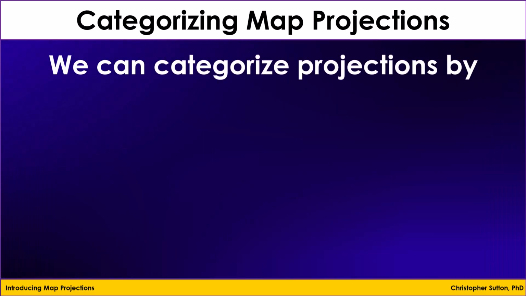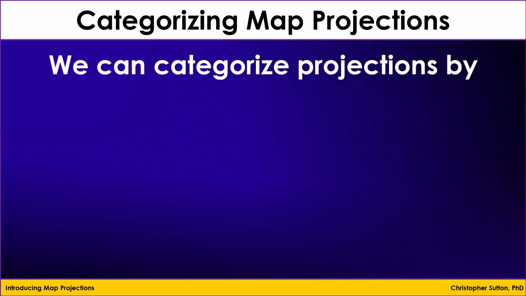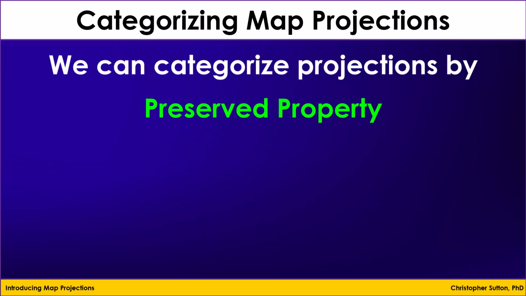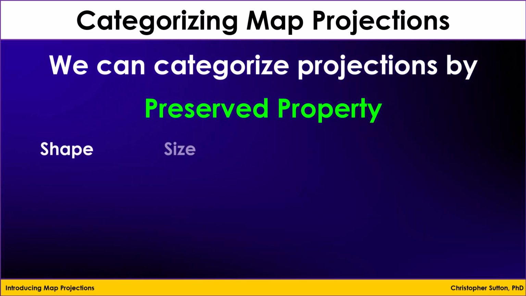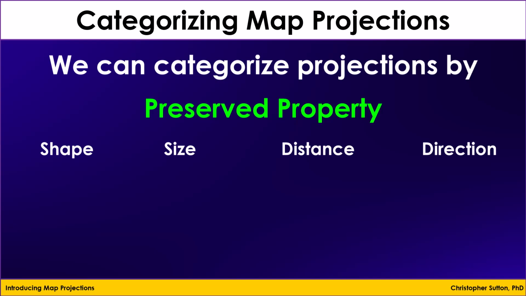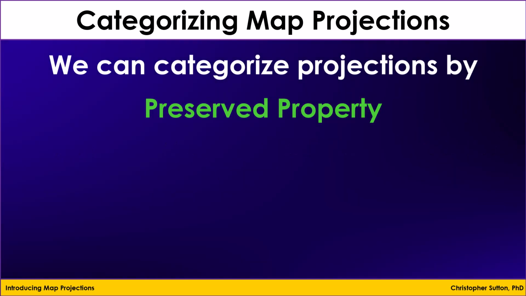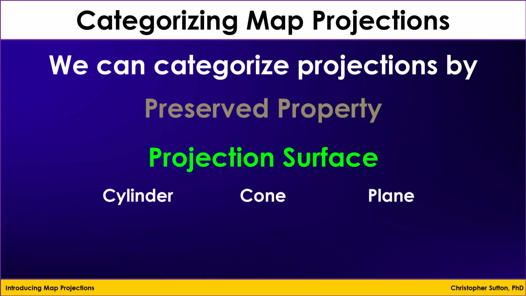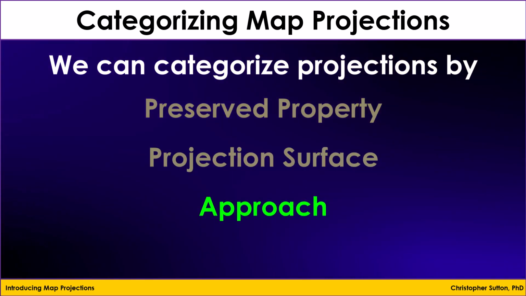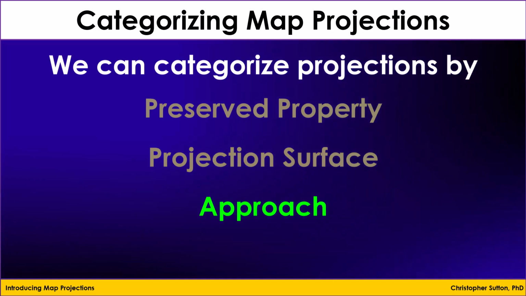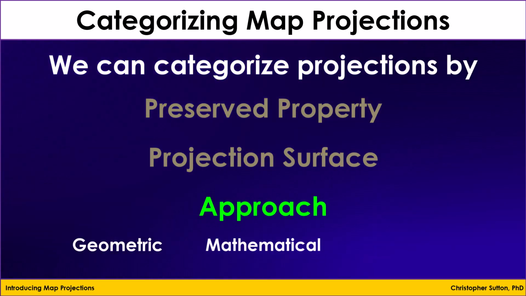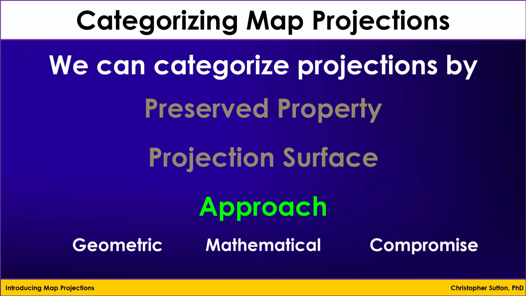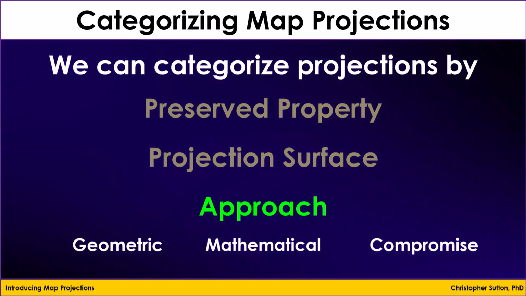We can categorize map projections in several ways. We can categorize projections by the property that they preserve, whether it's shape, size, distance, or direction. We can categorize map projections based on the surface that we use, whether it's a cylinder, a cone, or a plane. And finally, we can categorize map projections on the approach that we take, whether it's geometric, mathematical, or a compromise of multiple methods. I will have individual videos discussing each of these.